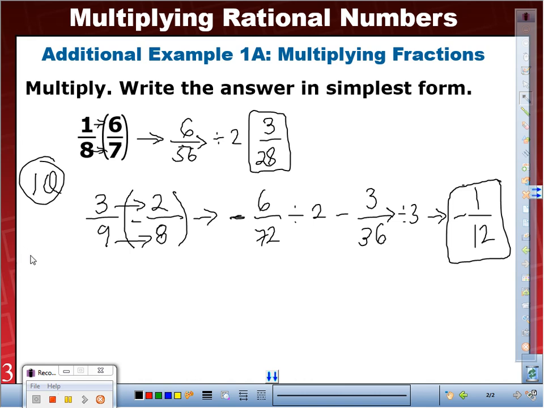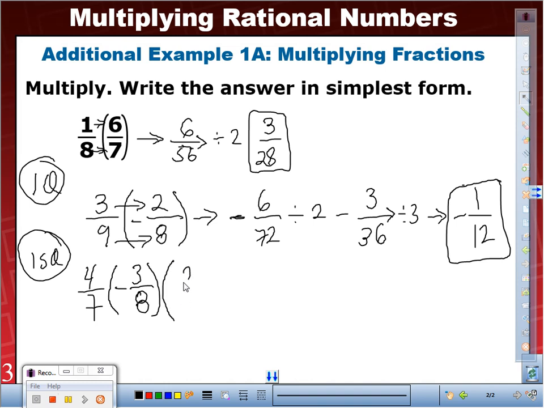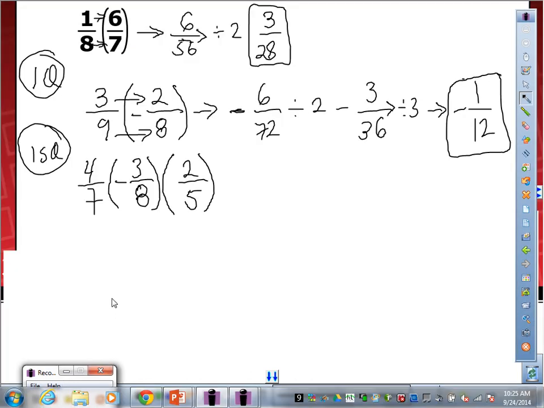Copy this one down. Example 1 super Q. Here we go. 4/7 times negative 3/8, close parentheses, open parentheses, times 2/5, close parentheses. Let's see what you get. Just do 2 at a time and then bring the other one down and do the next thing. Go.